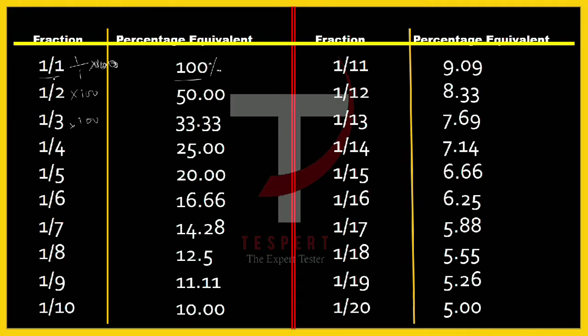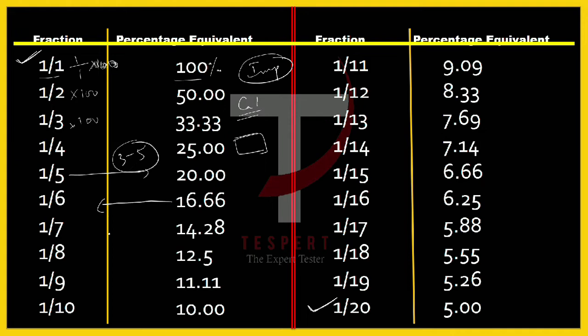For CAT, learning from 1 by 1 to 1 by 20 is super important for faster calculations. Even though you have a calculator in CAT, please try not to use that. You have to calculate in your brain. You shouldn't even take 3 to 5 seconds to convert either a percentage equivalent into a fraction or a fraction into a percentage. So you must memorize all this, at least from 1 by 1 to 1 by 20. Please go through this table and you must learn them.